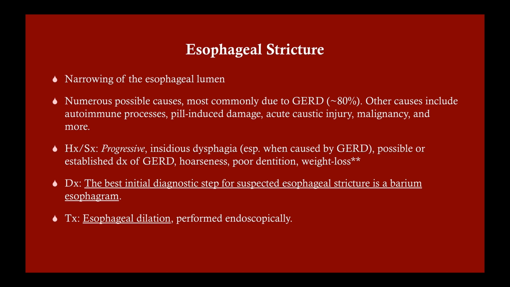So esophageal stricture is simply a narrowing of the esophageal lumen. It's a mechanical obstruction. Numerous possible causes. Most commonly, it's due to GERD in about 80% of cases. Other causes include autoimmune processes, pill-induced damage, which would result in inflammation, and then proliferative overgrowth of the surrounding esophagus, acute caustic injury along the same lines, malignancy, and more.